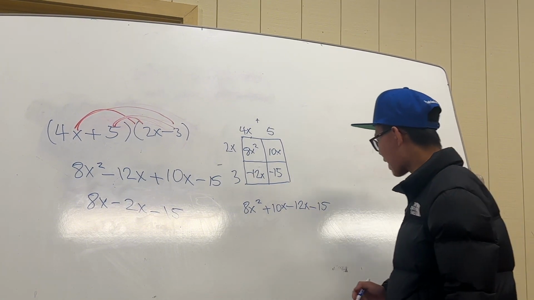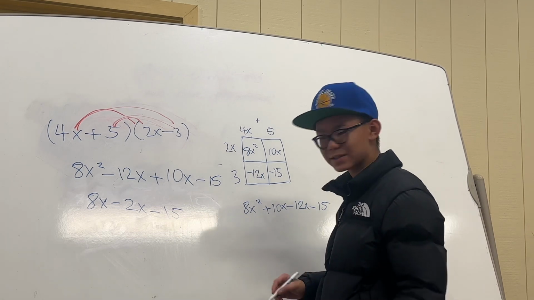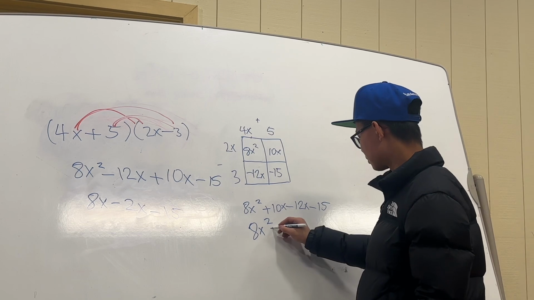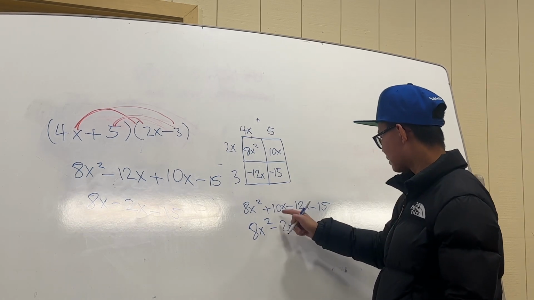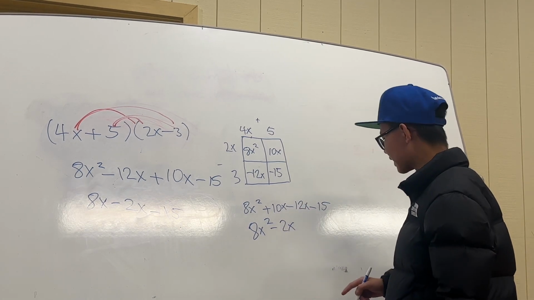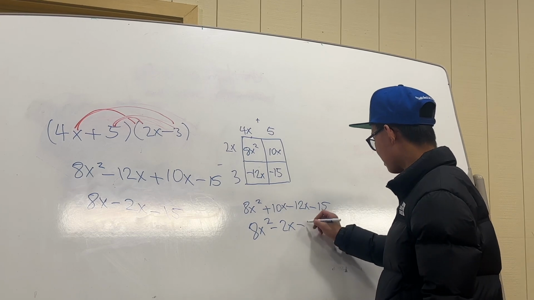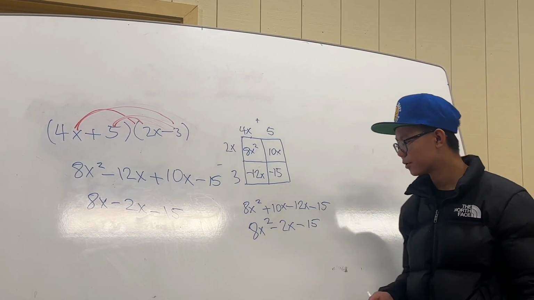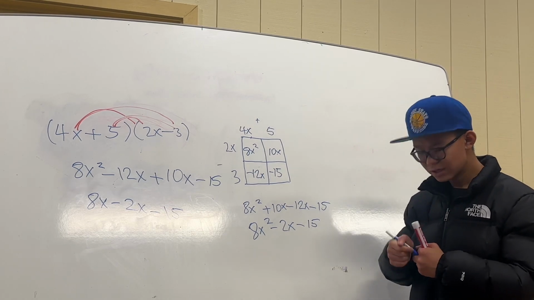10x and negative 12x are combinable. So we get 8x squared, and 10x minus 12x gives you negative 2x, minus 15. And as I told you, this is a trinomial, 3 terms. And let's move on.